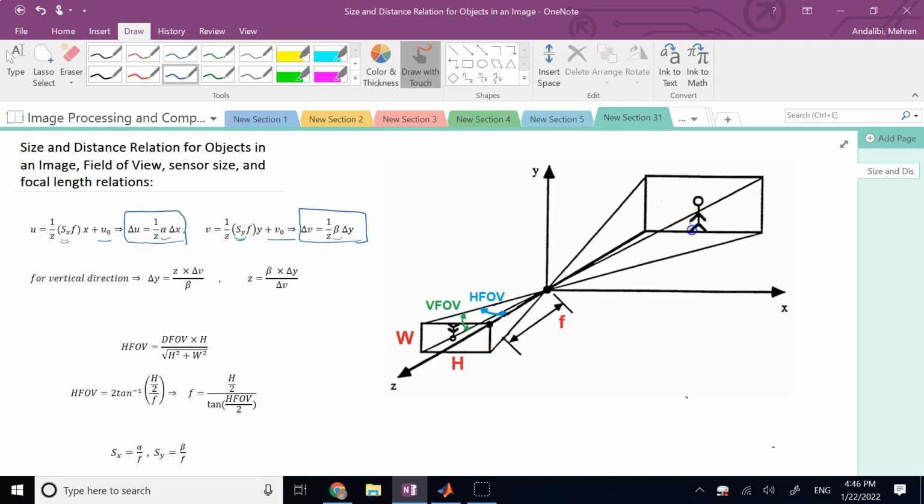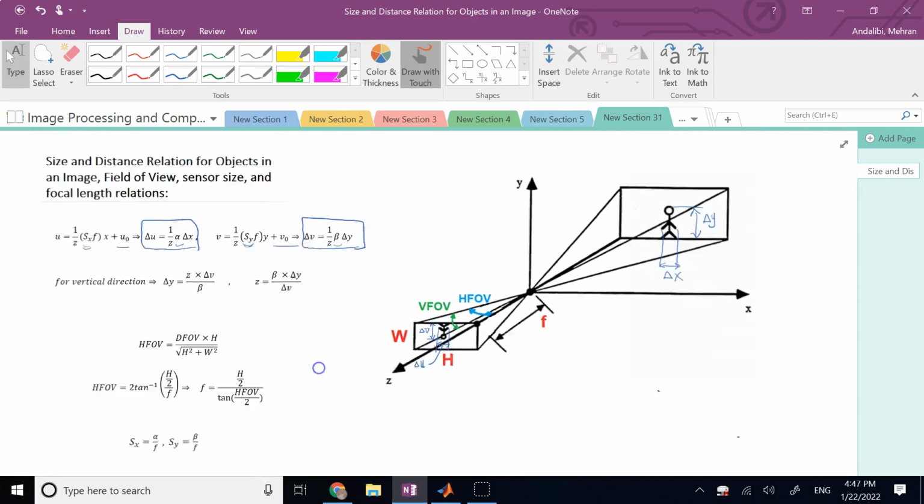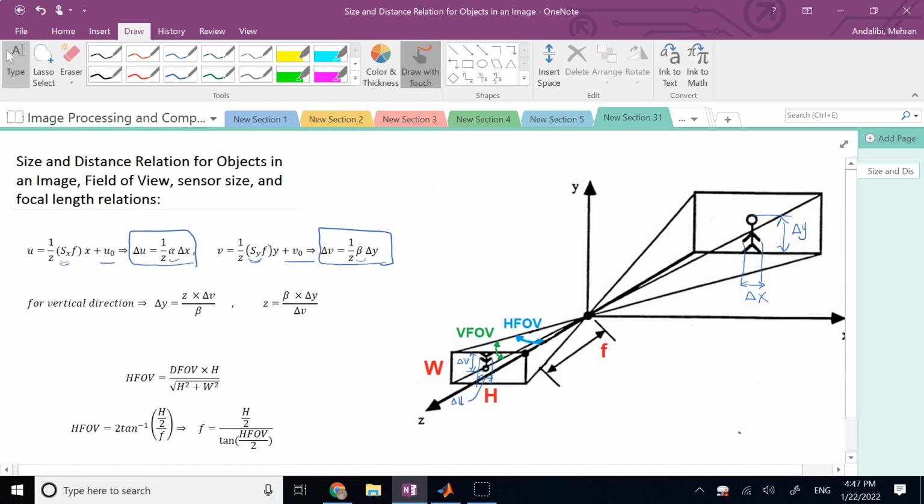So here, for example, this distance from here to here is like the delta x maximum for this person, and this distance from here to here is like delta y. Whereas if you look at the image plane, this distance from here to here is like delta v, and this distance from here to here, this guy is delta u. So those delta u, v, x, and y are related through alpha and beta and through z.